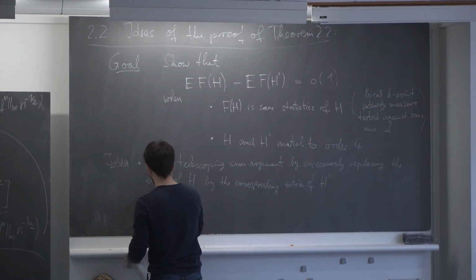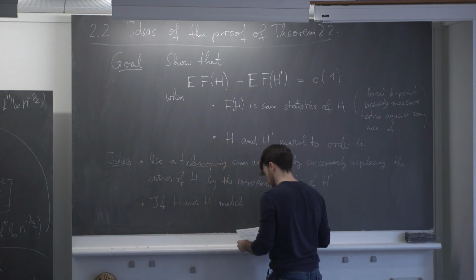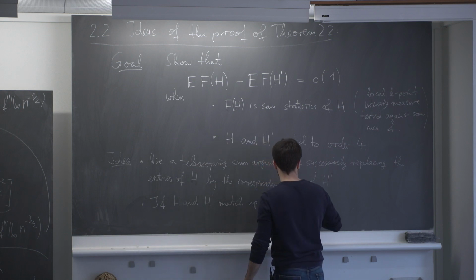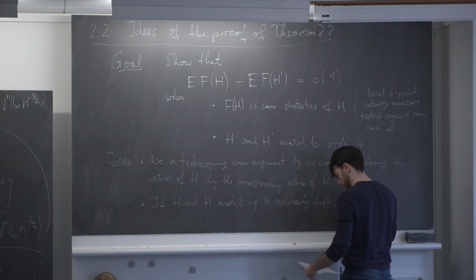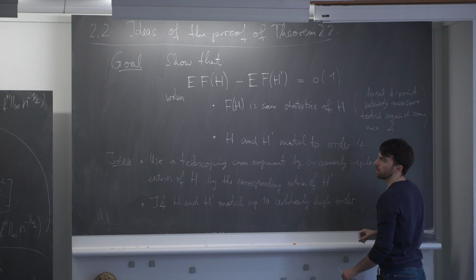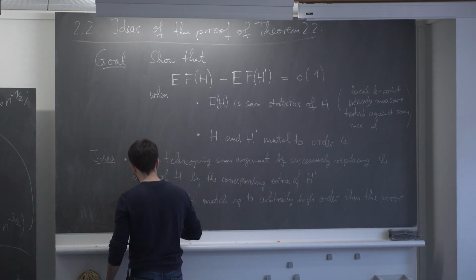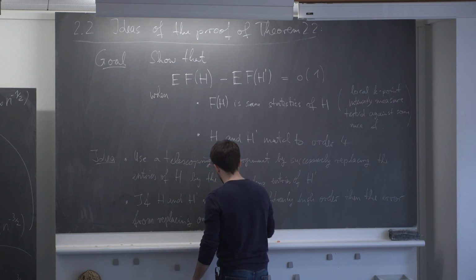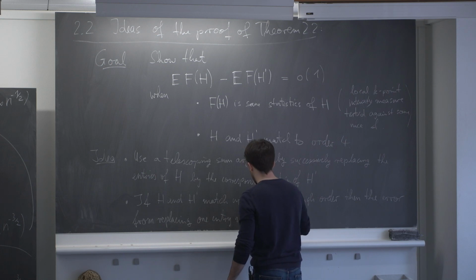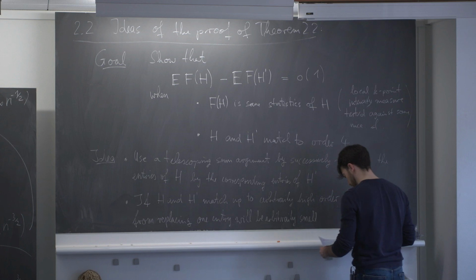This will come next. Let me write down what I just said: if H and H prime match up to arbitrarily high order, so if I take a very large order k where they match, then the error from replacing one entry will be arbitrarily small. That just comes from the Taylor expansion.